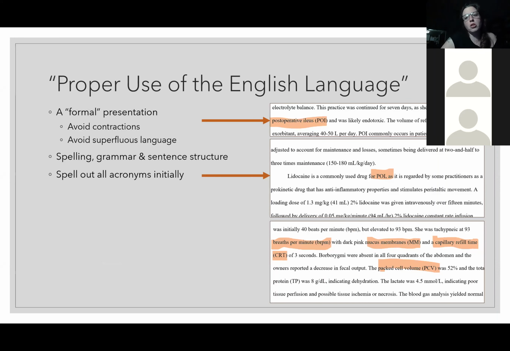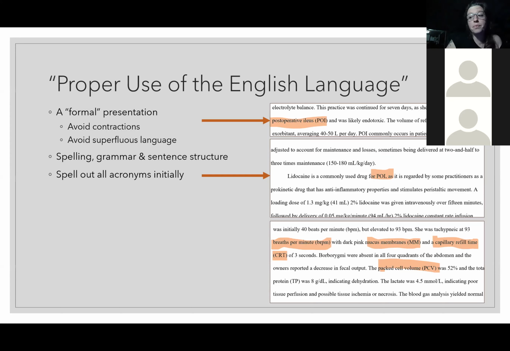So when I say the proper use of the English language, I fully recognize that we all have jargon that we talk in as veterinary medical professionals, but what we want to have is a formal presentation. So I'm being pretty casual with you guys right now, but if I were standing up and talking about a case report, I'd change my tone a little bit. We want to avoid contractions. So a contraction is if you take the word cannot and say can't, or are not and say aren't. By avoiding contractions, you sound more formal, and it's taken that much more seriously.